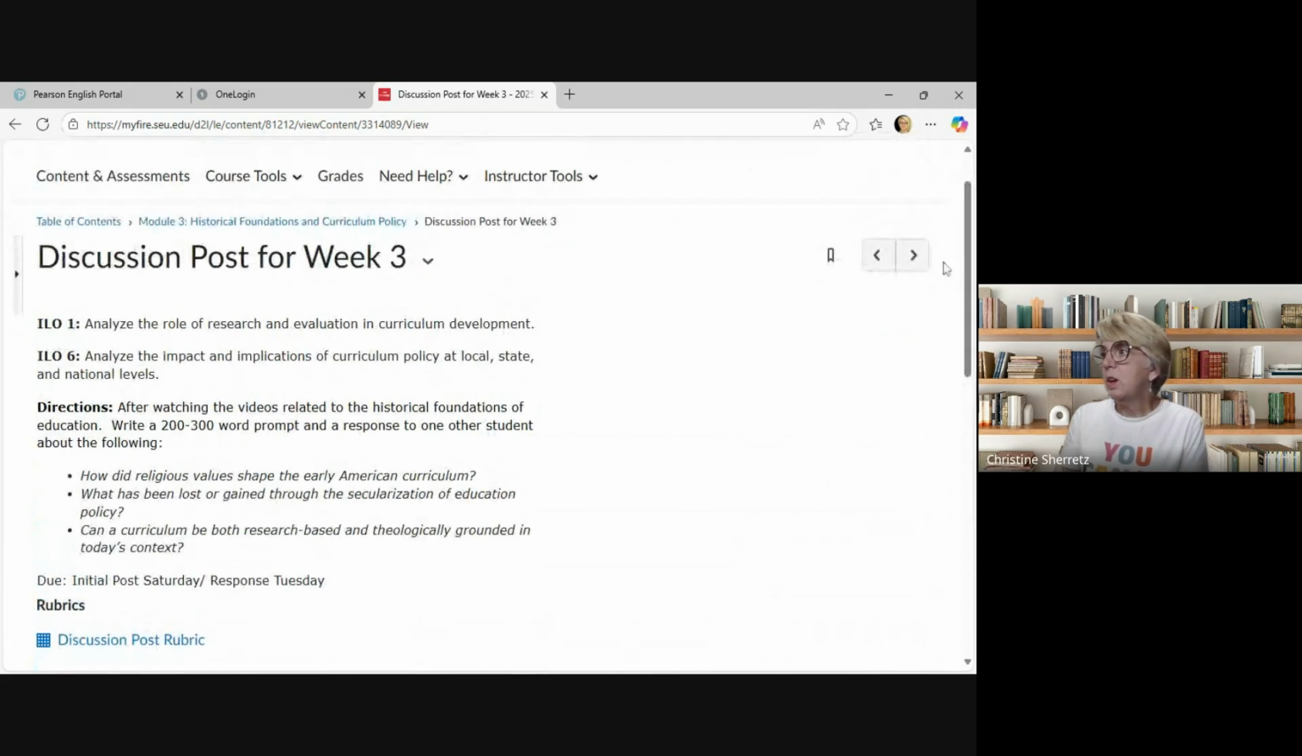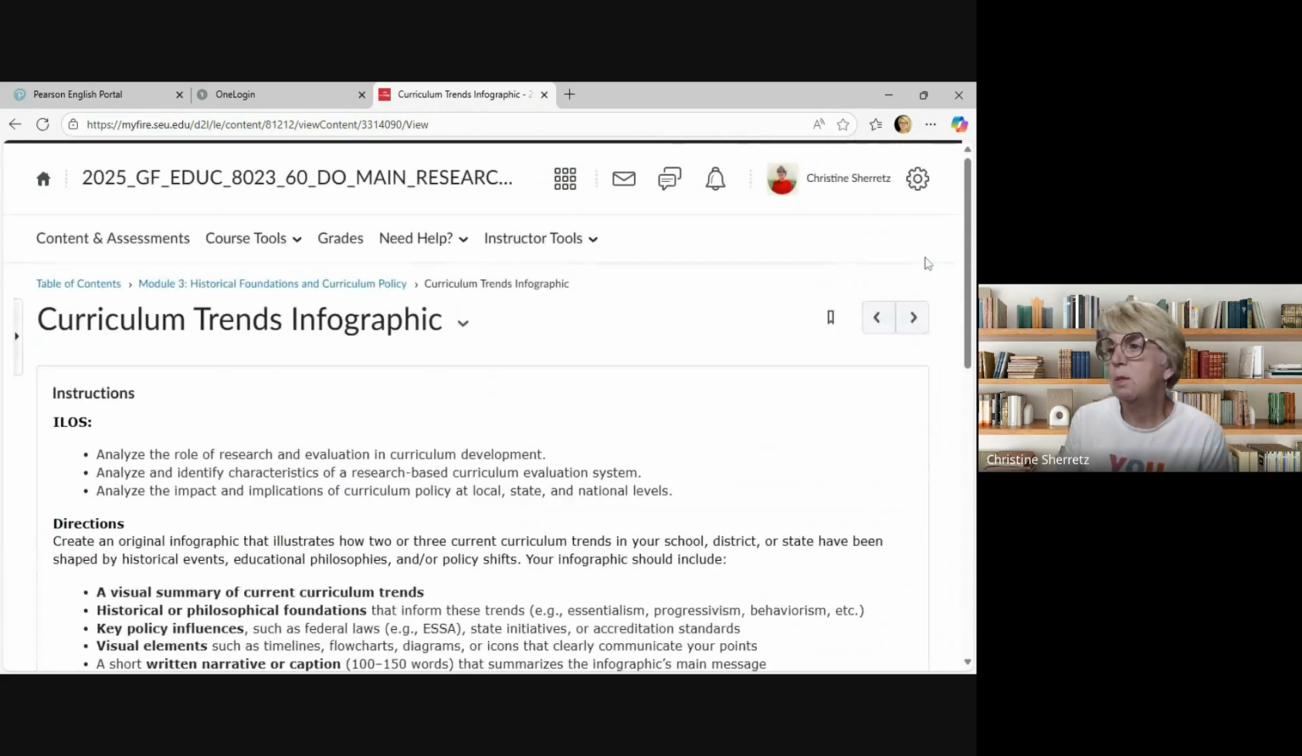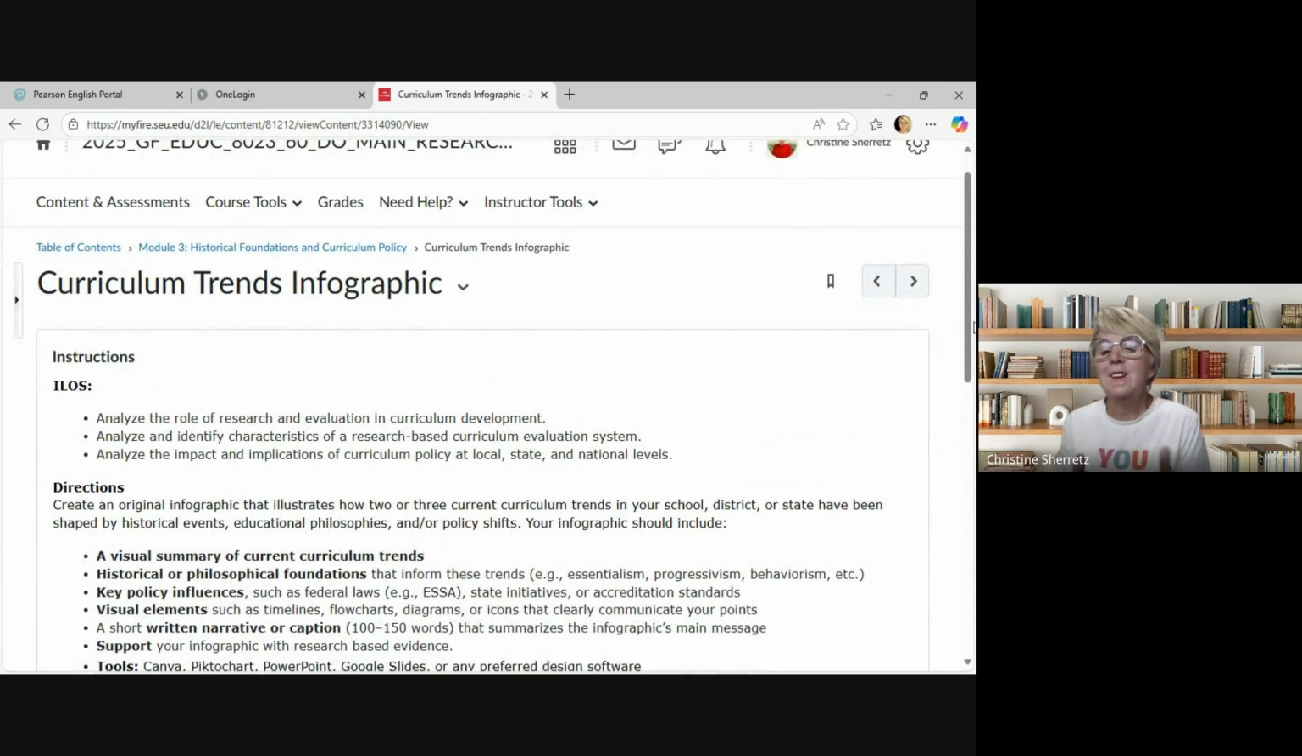And then your assignment for this week, kind of the big assignment. You're going to create an infograph. I've done an infograph in a couple of my classes, but I'm trying to do more infographics because I think it's a great way for educators to share information without writing a paper. And I think it's a way to synthesize information because we're having to visually represent it.